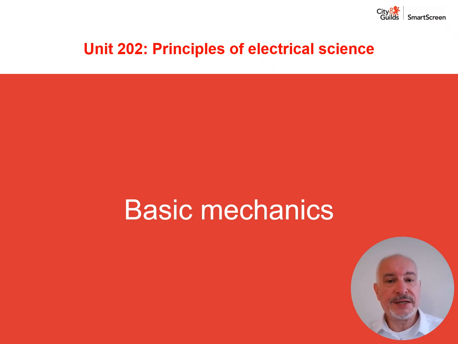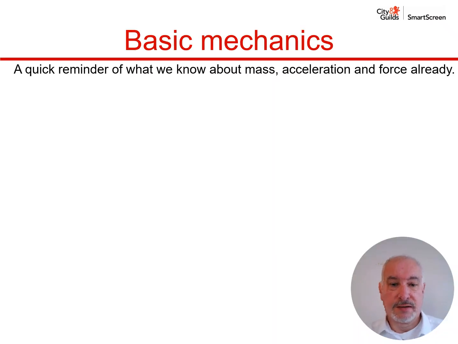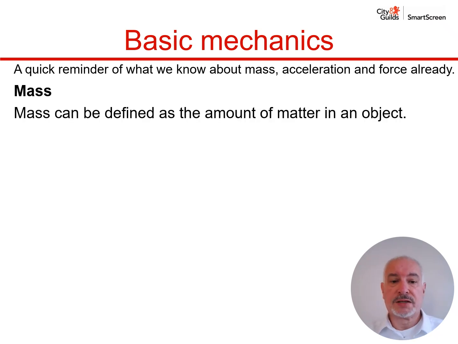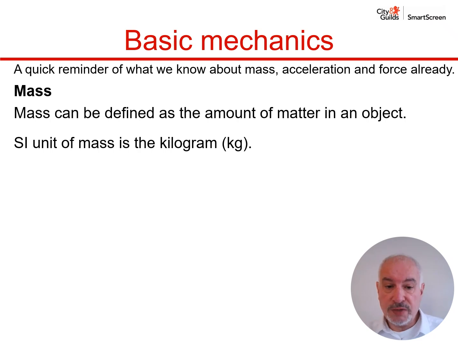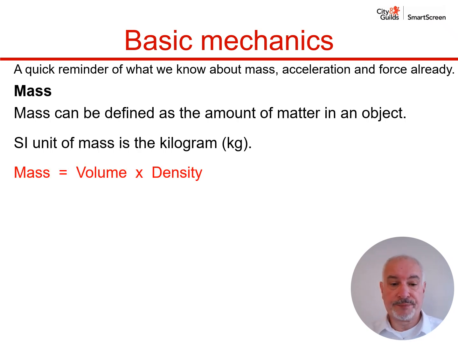This video is on basic mechanics. Let's just have a quick reminder of what we've learned about mass, acceleration and force. So mass can be defined as the amount of matter in an object. The SI unit of mass is the kilogram. The formula for calculating mass is mass equals volume times density.